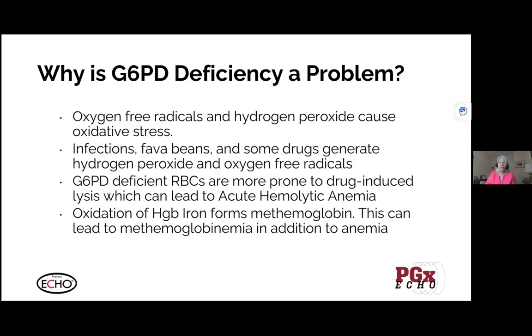There is also oxidation of hemoglobin iron to form methemoglobin, and the NADPH also helps with this process in patients who are not deficient in reducing it to ferrous form of iron and avoiding that risk of methemoglobinemia. So in patients who are deficient, they are at increased risk of methemoglobinemia.